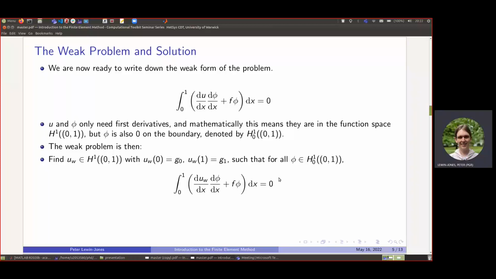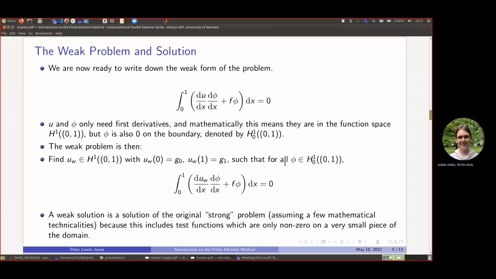So we've gone from wanting just to find a solution to a differential equation to a variational form, in that we're saying that our solution u_w needs to satisfy a condition for all of these test functions. Now, if we find a solution to this weak equation, call it a weak solution, this will also be a solution of the original strong problem.